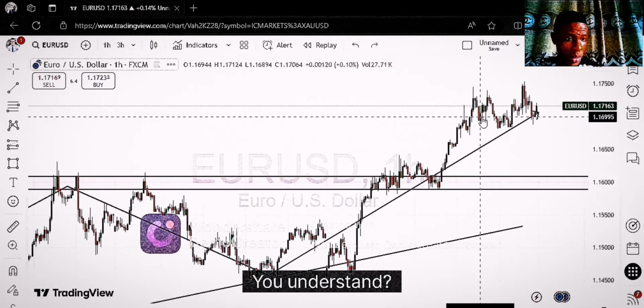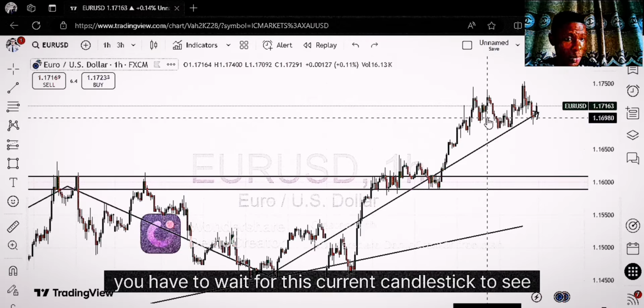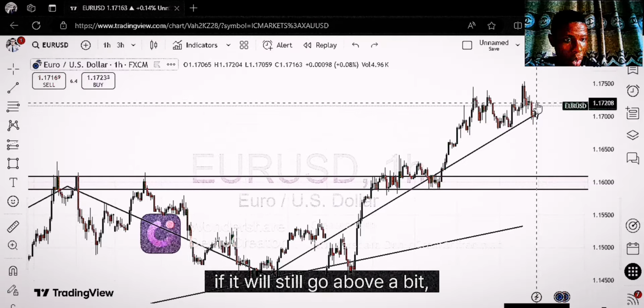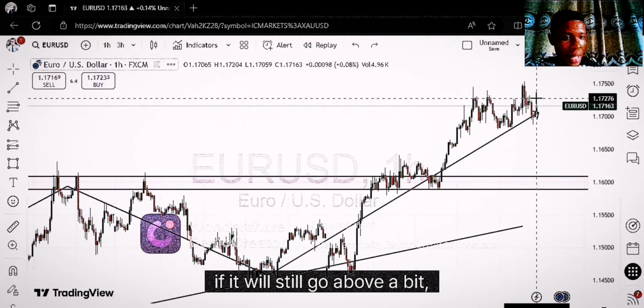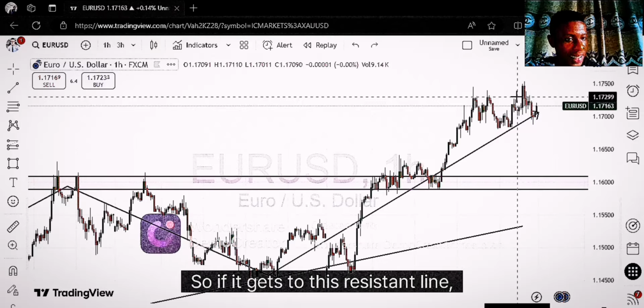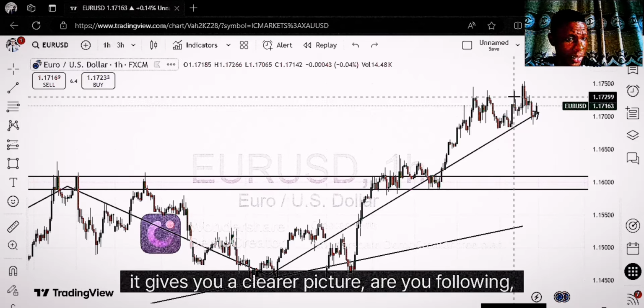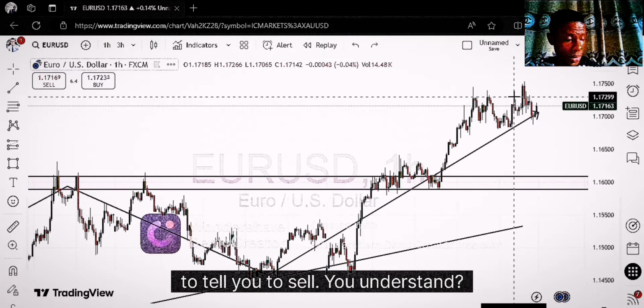You understand? So before you place any kind of trade, you have to wait for this current candlestick to see if it will still go above a bit, approaching this resistance line. So if it gets to this resistance line, are you following? As you can see, it gives you a clearer picture on what to sell.